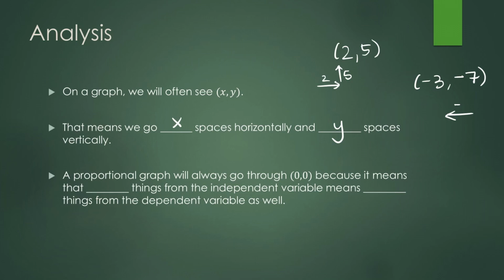So that would be negative. I would go 3 spaces left and then I would go down 7 instead. So the positives indicate right and up respectively, and the negatives represent left and down respectively. A proportional graph will always go through 0, 0 because 0 things from the independent variable means 0 things from the dependent variable as well.